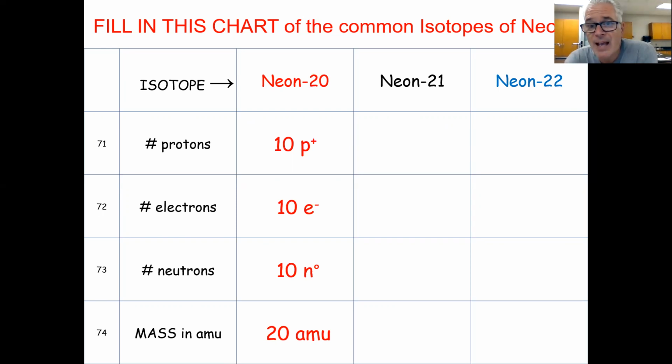It's, of course, number 10, so it's got 10 protons and 10 electrons. If the mass is 20, take away 10, that leaves you just 10 neutrons, and the mass is 20 AMUs. But what if your mass is 21? What if you're an isotope of neon? You have a mass of 21.